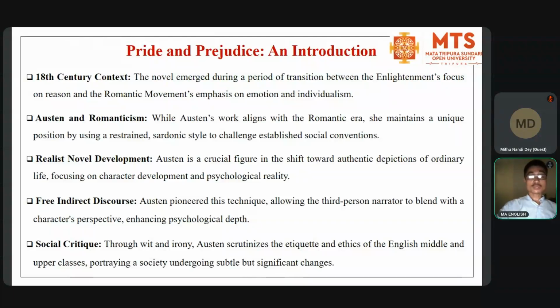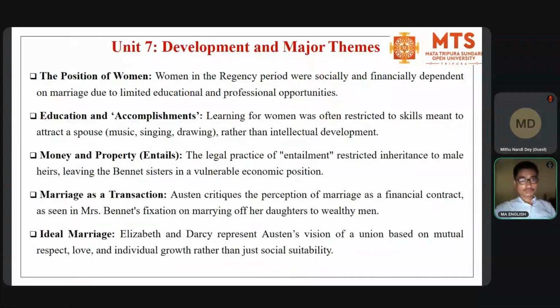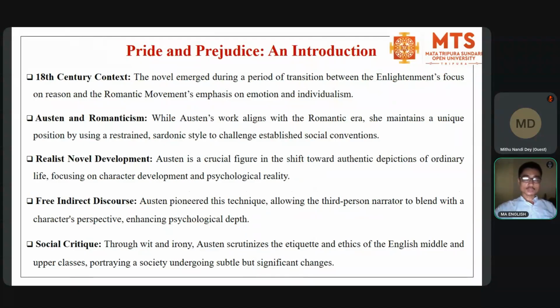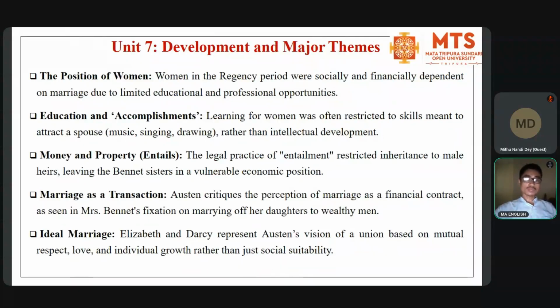It is also the last point we can make: Pride and Prejudice is a social critique, right? It criticizes the mindset of the people in society, as represented through the characters of Mrs. Bennet and Mr. Bennet as well. In unit 6 we have the introduction of the novel. In unit 7 we have the development, right?